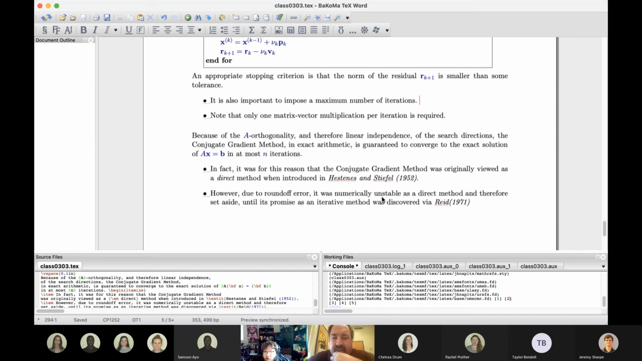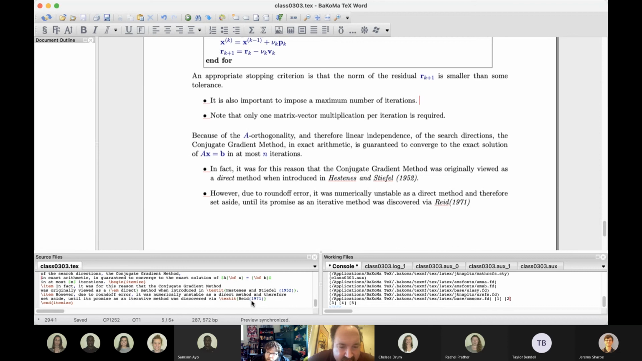But it turned out to be numerically unstable, just like Lanczos was. So back then, when it was invented, it wasn't actually used, because it wasn't really as effective as Gaussian elimination. But in the 70s, it found new life as an iterative method. So the idea is you don't let it run all the way to n iterations, and therefore avoid that instability.